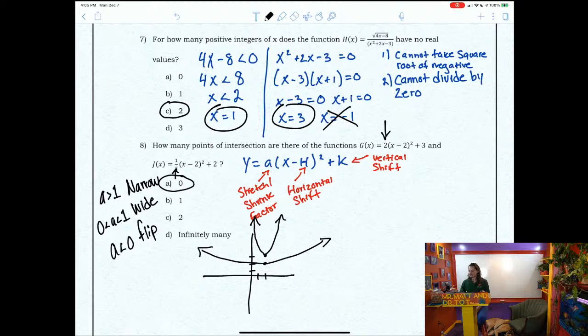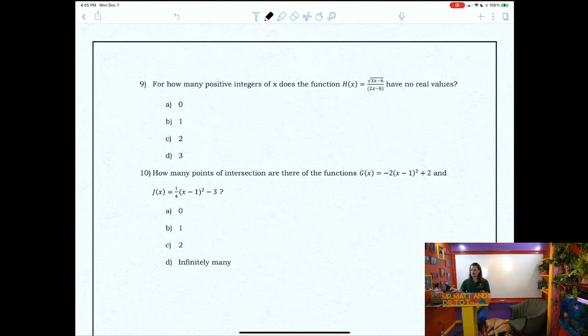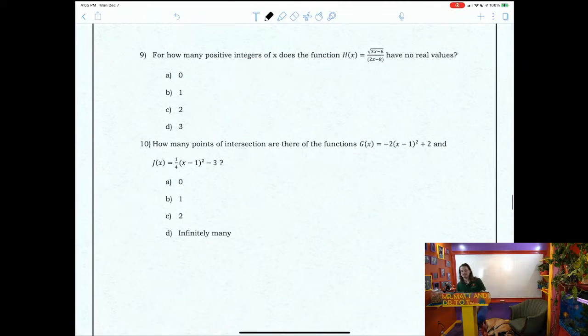If you have any questions, then please let me know. Otherwise, let's take a look at 9 and 10.